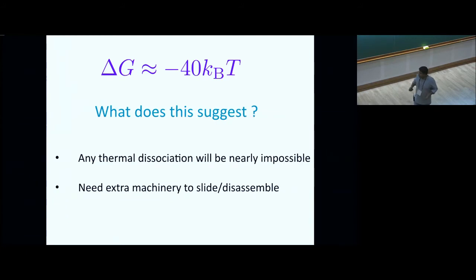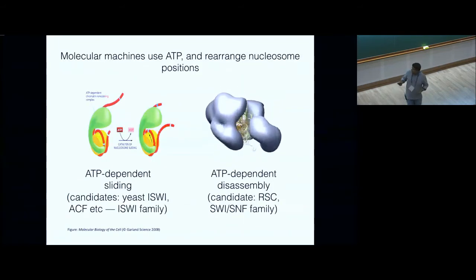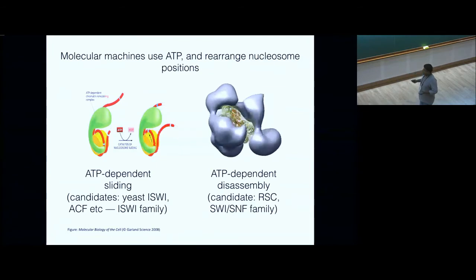The dissociation thermally will be nearly impossible, and it implies that we need extra machinery to disassemble or to reorganize. If you want to move around these proteins, we need extra machinery which would use energy from outside. Thermal energy cannot do this job. And biologists have discovered such machines. There are different classes of machines.